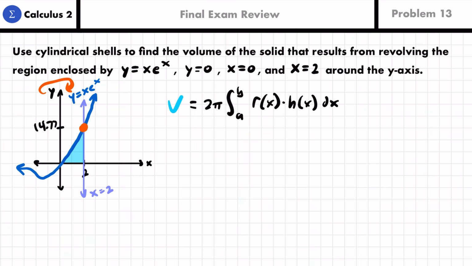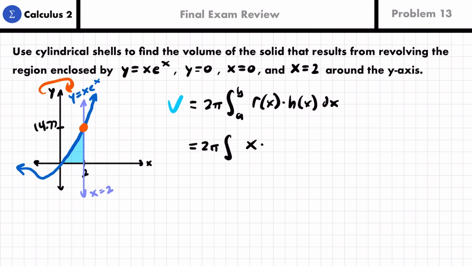And so we multiply that by dx, and that is the formula that we need to set up. Now, when we're revolving around the y-axis, not some other vertical line, the radius function, when working in terms of x, will just be x. Okay, so we will have 2 pi times the integral from a to b, and I'll get to those bounds in just a second, but r of x is equal to x. Okay, and so then that will be multiplied by the height function.